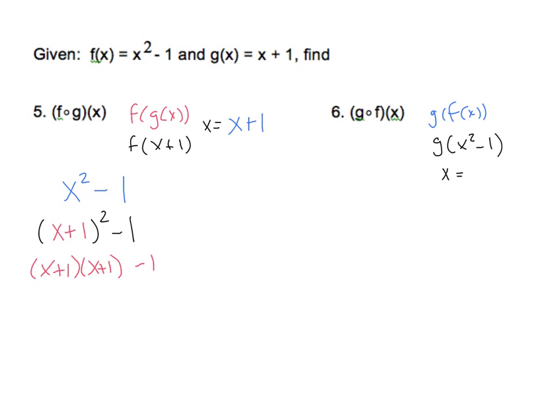So we're going to FOIL here: x times x, x squared, x times 1 is positive 1x, 1 times x is positive 1x, and then 1 times 1 is 1. Don't forget to bring down that minus 1. All right, now we're looking to combine like terms. Let's see, nothing goes with the x squared. The 1x goes with the other 1x, and then this plus 1 goes with this minus 1.